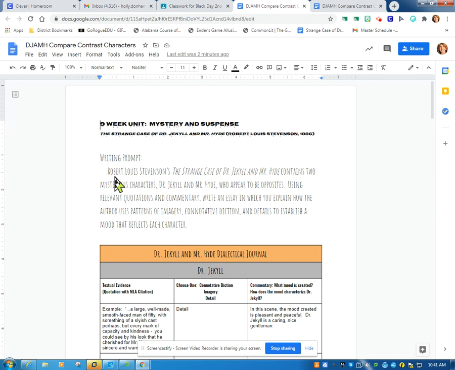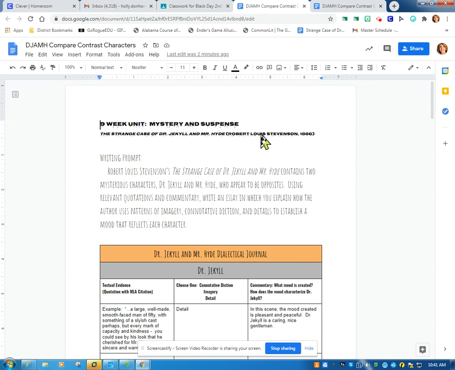So your writing prompt, this is the purpose of our pre-writing. This is what we're going to prove in our essay. Robert Louis Stevenson's The Strange Case of Dr. Jekyll and Mr. Hyde contains two mysterious characters, Dr. Jekyll and Mr. Hyde, who appear to be opposites. Using relevant quotations and commentary, write an essay in which you explain how the author uses patterns of imagery, connotative diction, and details to establish a mood that reflects each character.